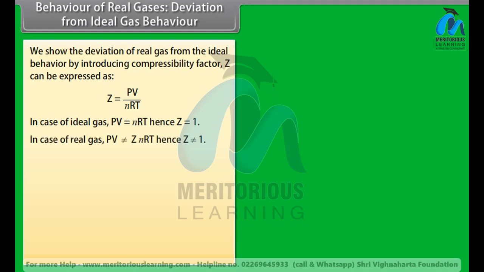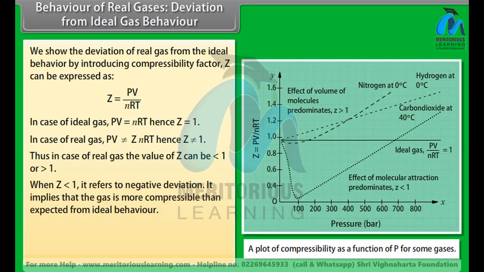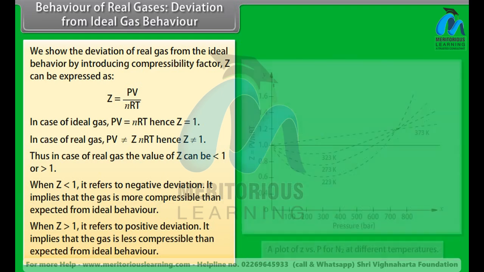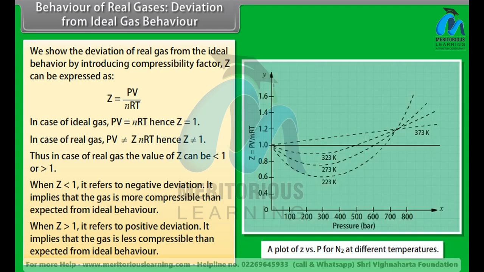In case of a real gas, PV ≠ nRT, hence Z ≠ 1. Thus, in the case of a real gas, the value of Z can be less than 1 or greater than 1. When Z is less than 1, it refers to negative deviation. It implies that the gas is more compressible than expected from ideal behavior. When Z is greater than 1, it refers to positive deviation. It implies that the gas is less compressible than expected from ideal behavior.